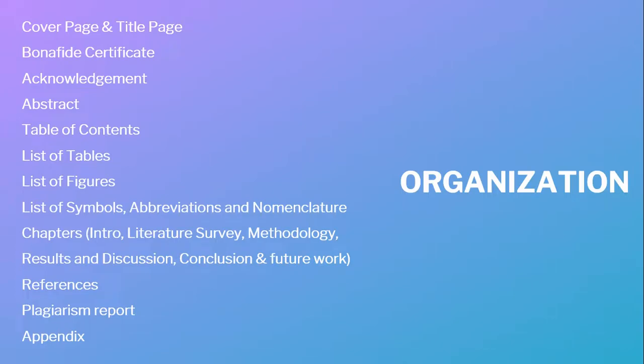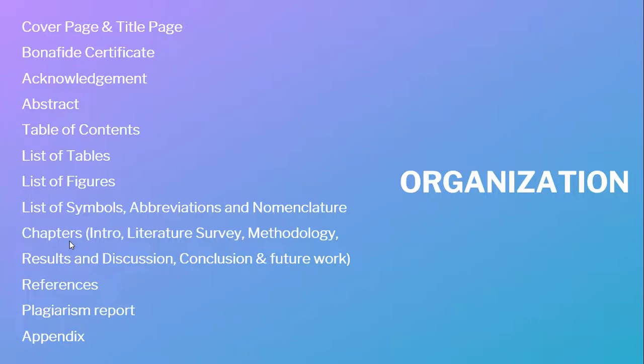This is the organization of the KCT project report. We will have cover page, title page, bona fide certificate, acknowledgement, abstract, table of contents, list of tables, list of figures, list of symbols, abbreviations and nomenclature, chapters which include introduction, literature survey, methodology, results and discussion, conclusion and future work. We will also be listing the reference articles which we have used in our project.